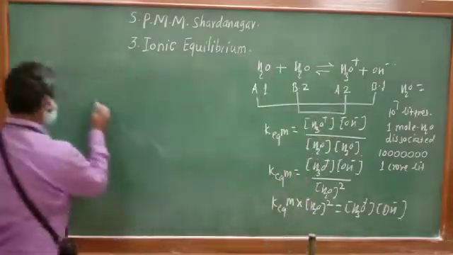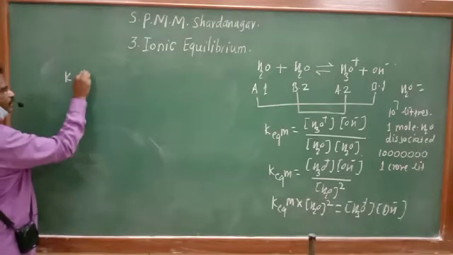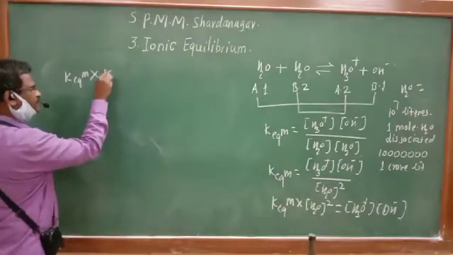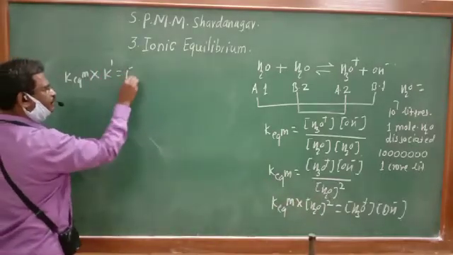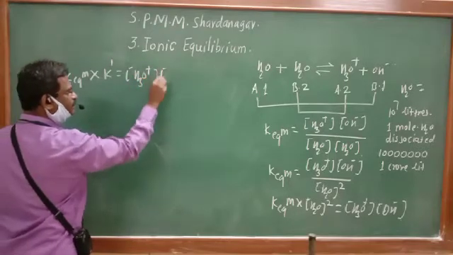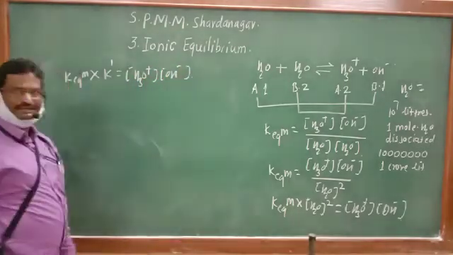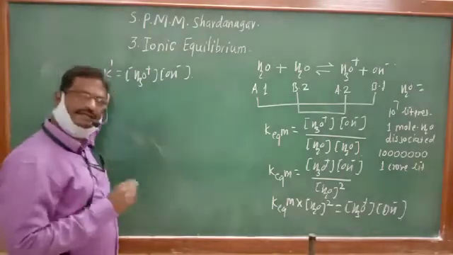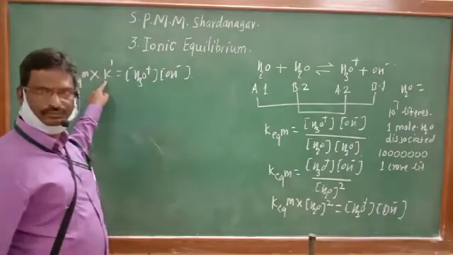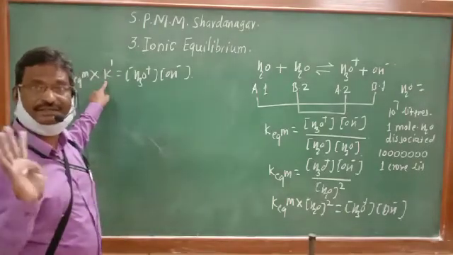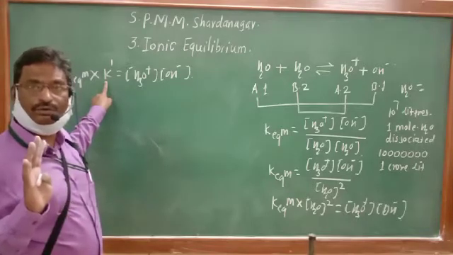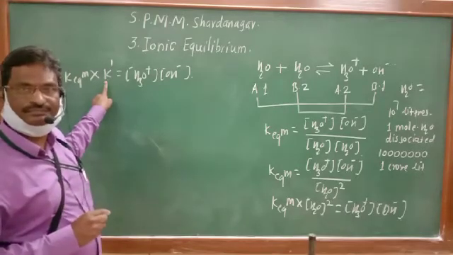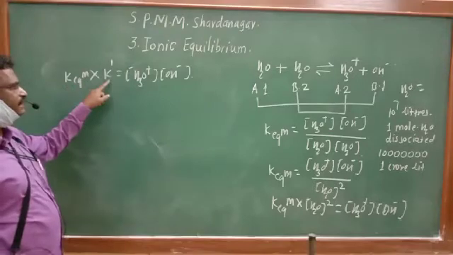So K equilibrium is constant, multiplied by concentration of water square, that is also constant, let that be K dash, is equal to concentration of H3O plus ion into concentration of OH minus ion. Constant into constant is always constant. See, 2 into 3, always it is 6. 4 into 3, always it is 12, because both are constant. Similarly, this is constant, this is also constant.